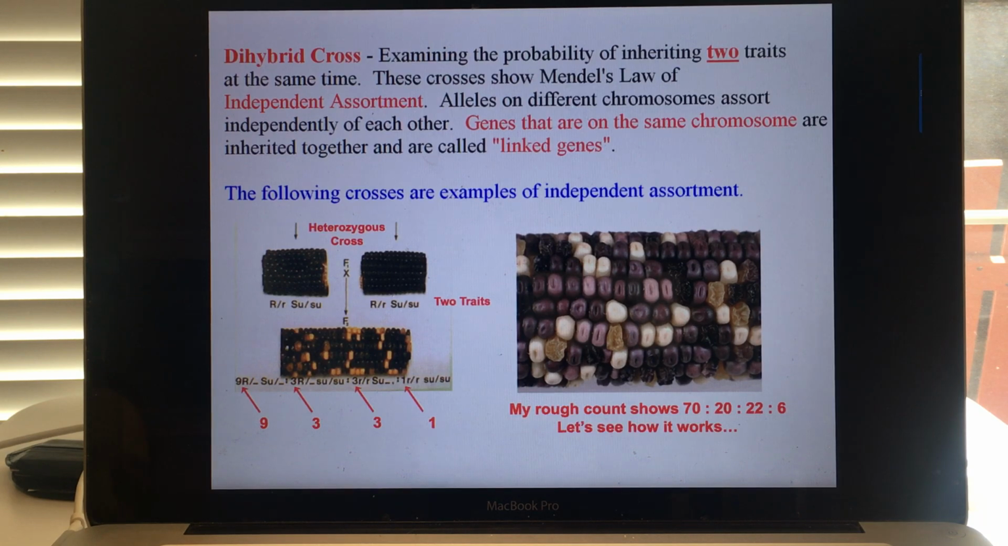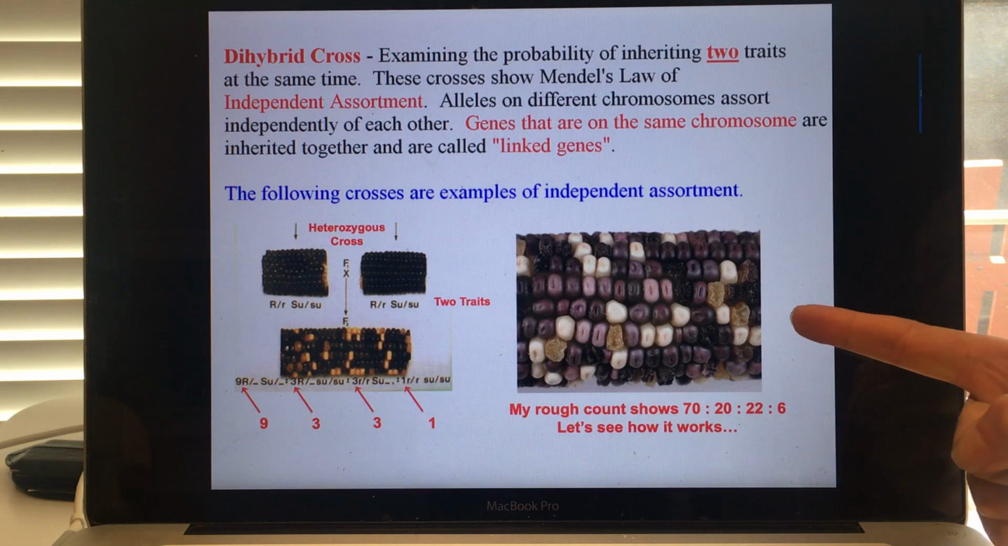Now let's talk about dihybrid crosses. Dihybrid crosses are ways to figure out the probability of inheriting two traits at the same time. And they are always examples of Mendel's law of independent assortment. So alleles on different chromosomes assort independently of each other. Genes that are on the same chromosome, though, are called linked genes, and we've talked about having red hair and freckles in humans a lot. Those are on the same chromosome.